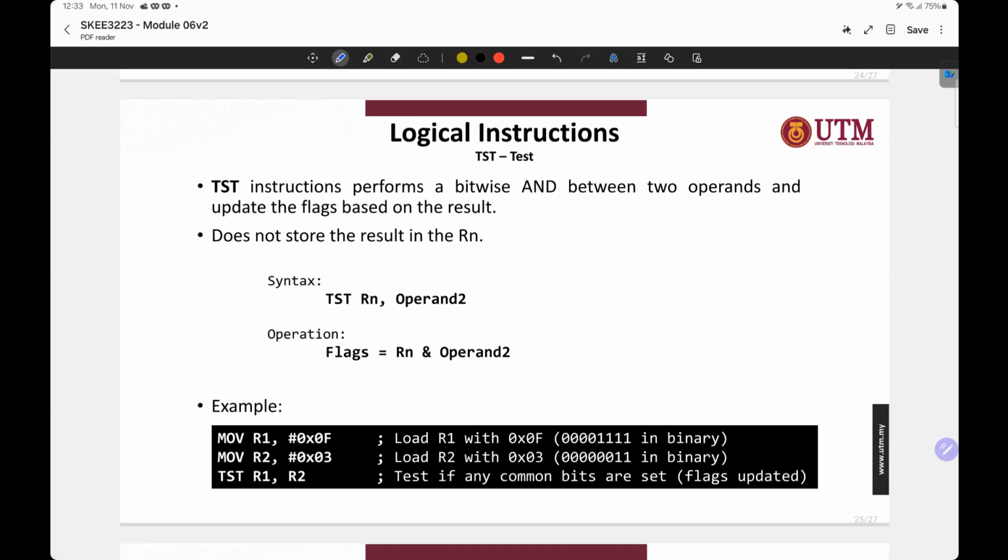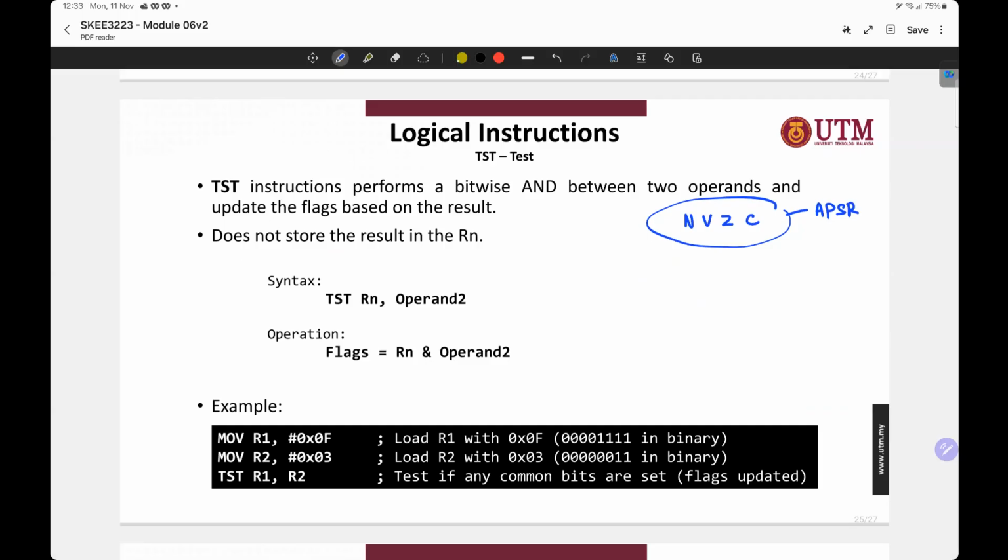What are the flags that you can update? N flag, V flag, Z, and C flags: the negative, overflow, zero, and carry flags. These flags are inside the APSR, the application program status register. So every time you do the TST, these flags will be updated accordingly, but your operand 2 and your Rn will not change. The values will not change.